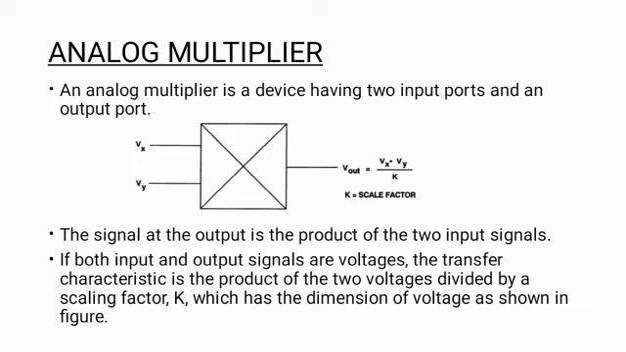An analog multiplier is a circuit which produces an output proportional to or equal to the product of two analog input signals. So, we can write the output of the analog multiplier as Vout equals Vx into Vy by K. Here, K is the scalar factor or proportionality factor which depends on the system. If both input and output signals are voltages, the transfer characteristic is the product of the two voltages divided by a scalar factor K, which has the dimension of voltage, as shown in the figure.